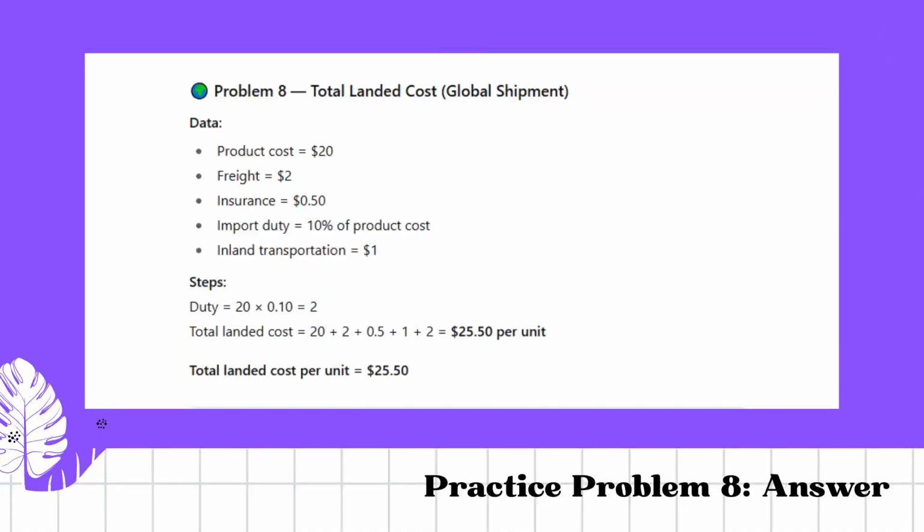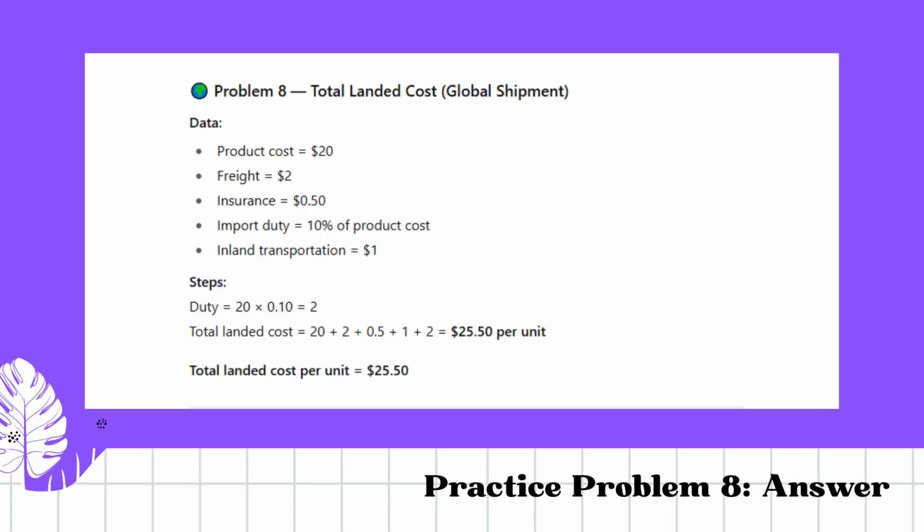Problem 8. Total landed cost. Data. A company imports parts from Asia. Each unit costs $20 to purchase, with $2 of ocean freight, 50 cents for insurance, an import duty of 10% on the product cost, and $1 for domestic delivery. What is the total landed cost per unit?